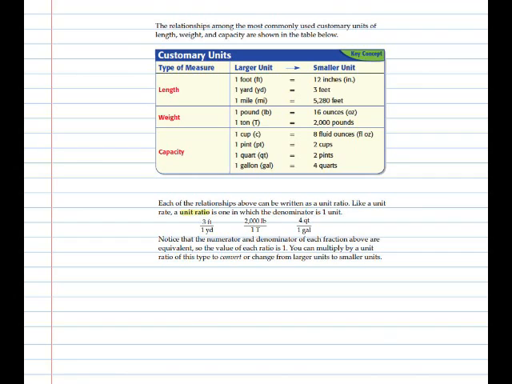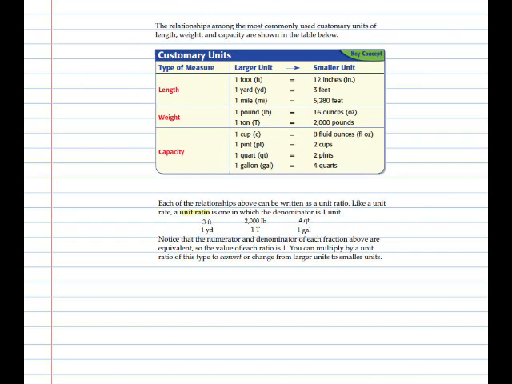The relationships among the most commonly used customary units of length, weight, and capacity are shown in the table below. Each of the relationships can be written as a unit ratio. Like a unit rate, a unit ratio is one in which the denominator is 1 unit. 3 feet is 1 yard, 2,000 pounds is 1 ton, 4 quarts is 1 gallon. Notice that the numerator and denominator of each fraction are equivalent, so the value of each ratio is 1.